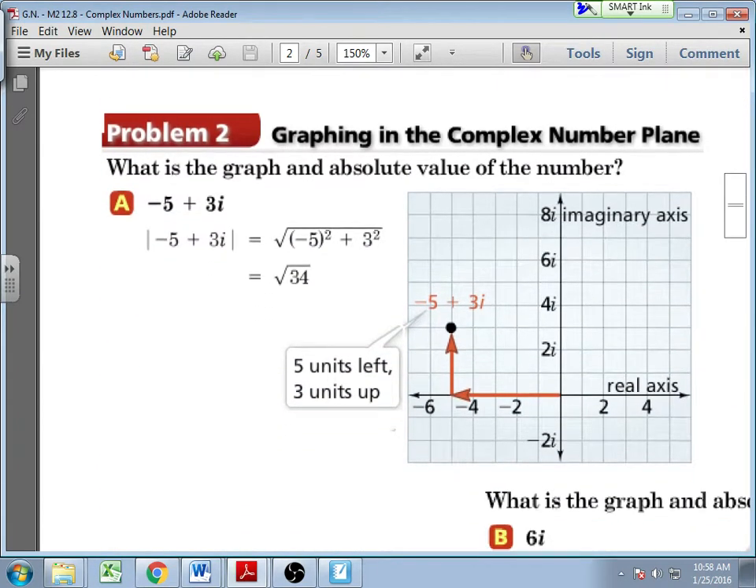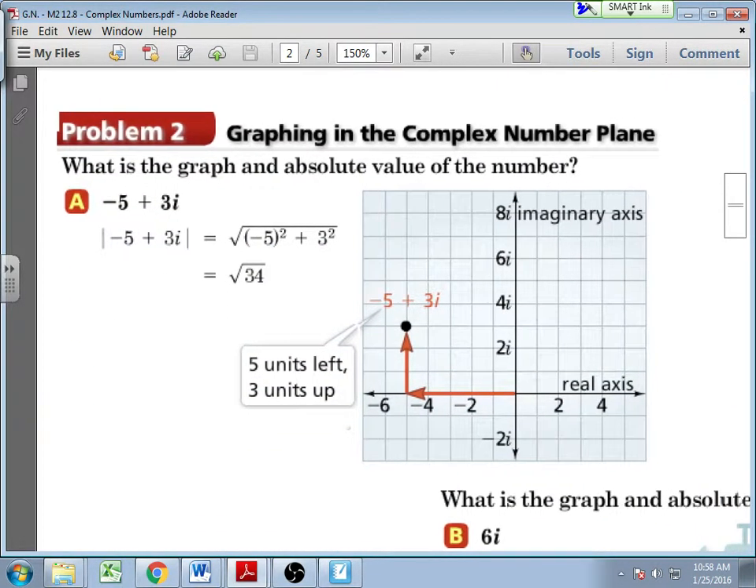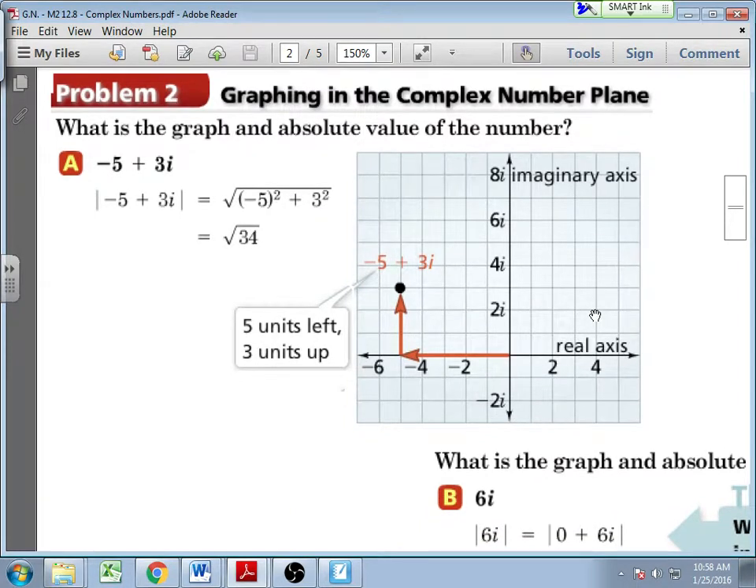Because in that one, we didn't use the radical. We used negative 5 and 3i. It's confusing me because for the 6i one, we... So we're doing two different things here. We're graphing it and we're solving for the absolute value of that expression.